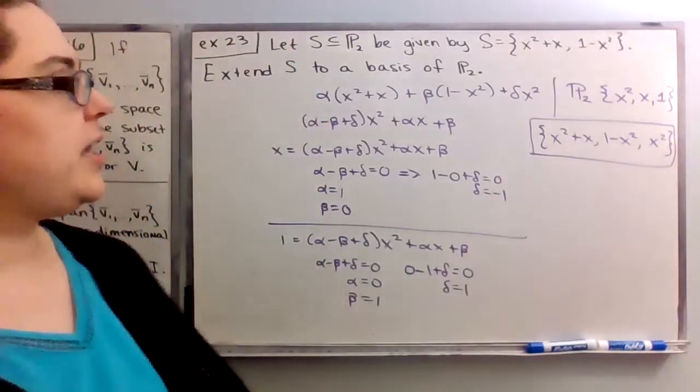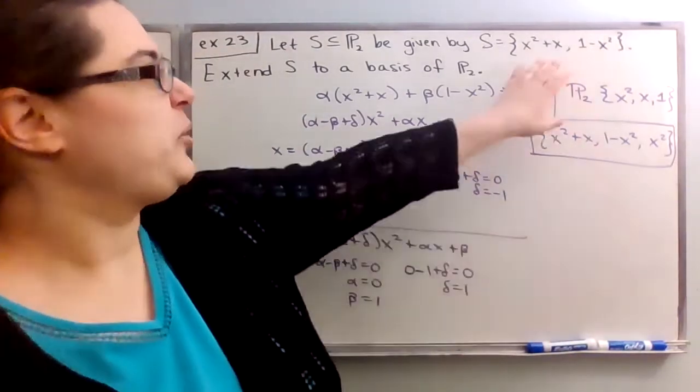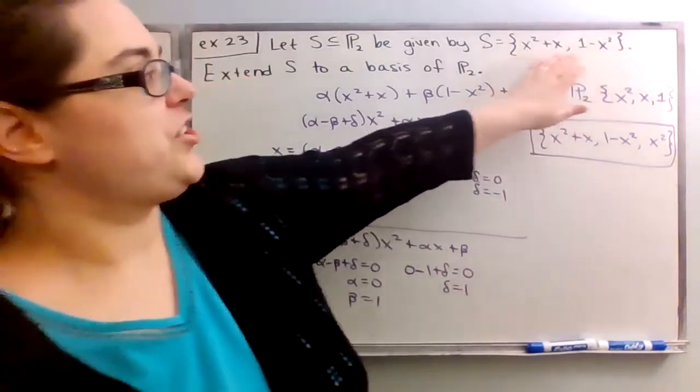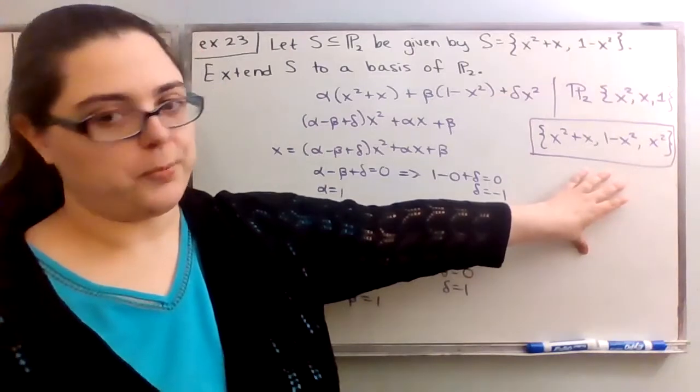So that means now we've been able to expand, or extend, I don't know why I keep saying expand, but we were able to extend this collection of two linearly independent vectors to cover all of P2.